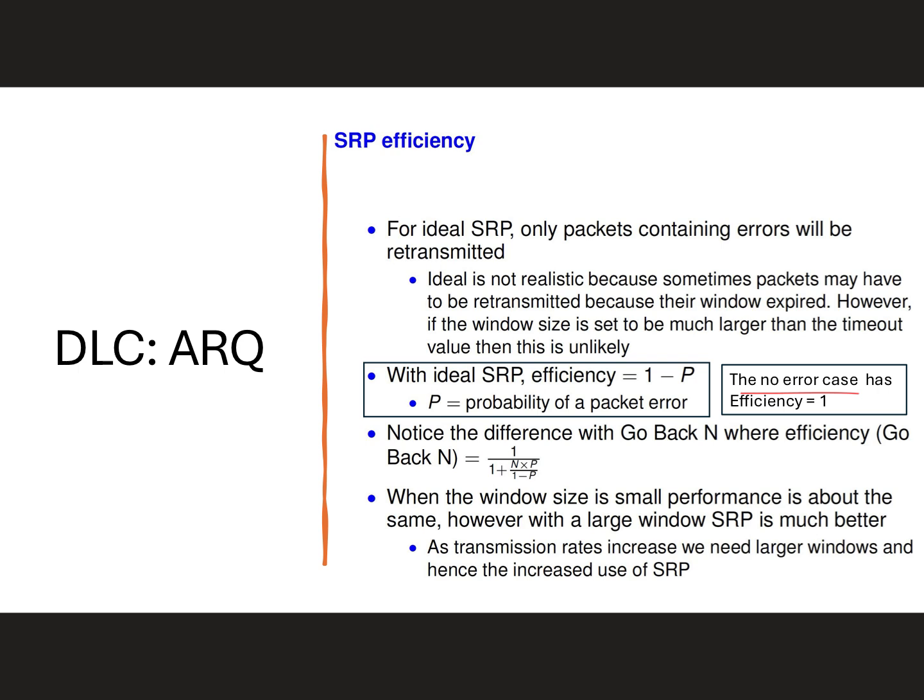Now, what if an error happens? If an error happens, the calculation shows that the efficiency is equal to 1 minus capital P. What's capital P? It is the probability of packet error, okay? And that appeared also in the Go-Back-N, by the way, that capital P.